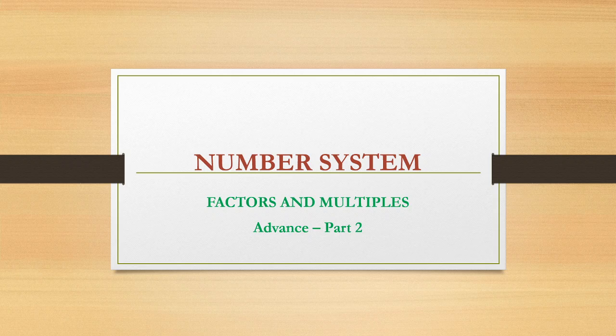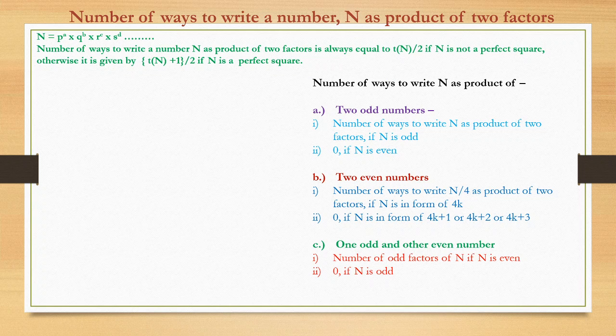So in the previous video series, we looked into the various concepts on factors and multiples, but we ended on the method to find the number of ways in which we can write n, which is a number, as a product of two factors. So now we carry on upon the similar concepts and look into some advanced cases for this.